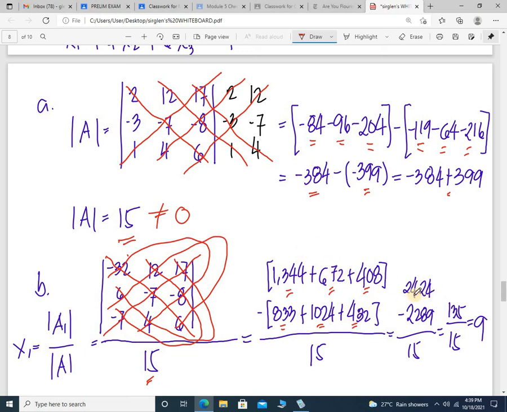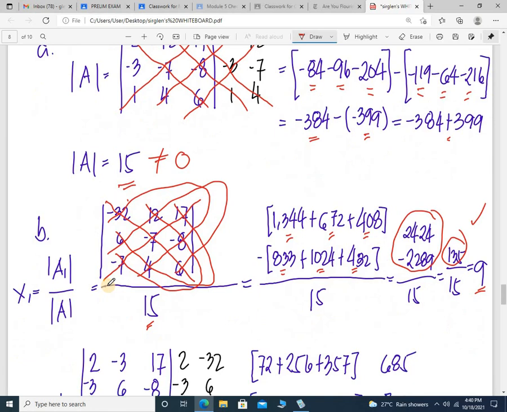The sum of my first grouping is 2,424. Then my operation is a minus. The sum of my second grouping is 2,289. Our divisor, or the denominator, is 15. So when I simplify this, I end up with 135, and you divide it by 15. I have a value of 9. So this is actually correct because we already solved this using the Gauss-Jordan elimination.